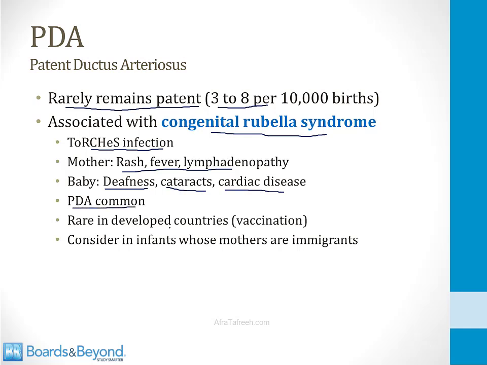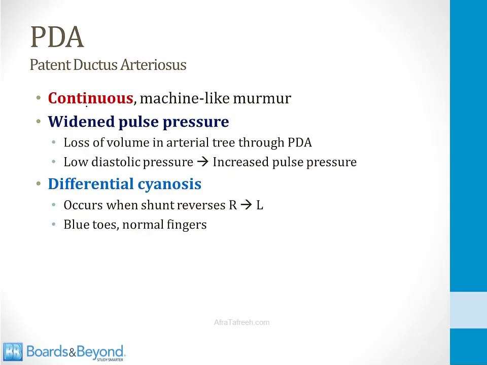Now, this is rare in developed countries like the US because of vaccination, so in terms of board questions, you should consider congenital rubella syndrome in infants whose mothers are immigrants from other countries. A PDA causes a continuous murmur that is classically described as machine-like, and the word continuous is very important.